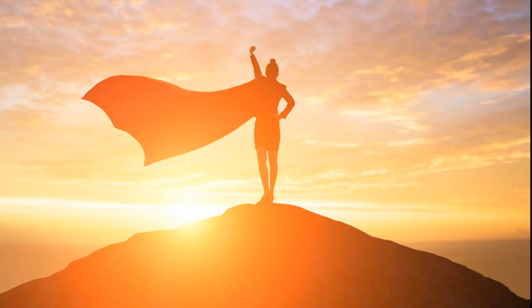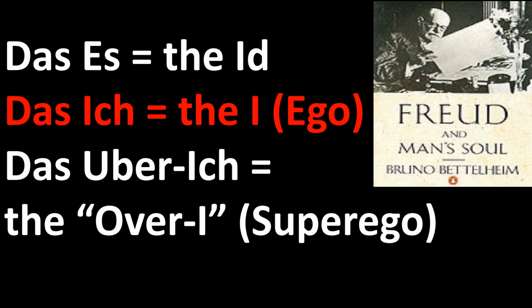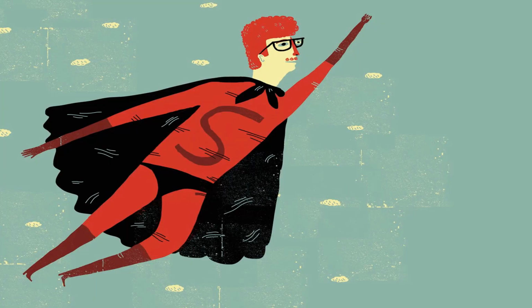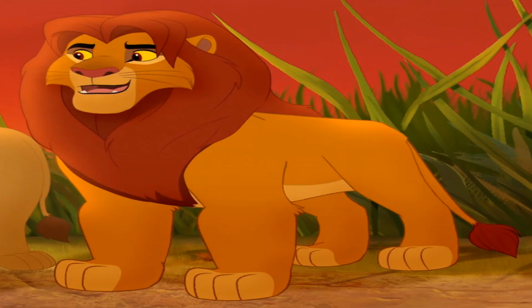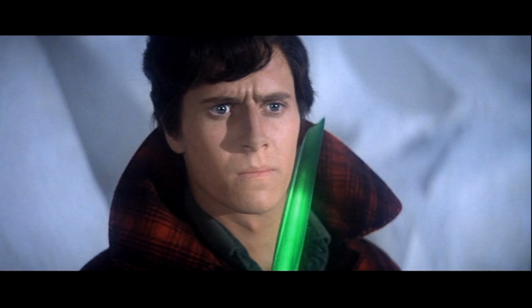After the id, the next unconscious structure to develop is the ego. Translated from Freud's German, das Ich, the ego is the I, the central representation of the self. The ego is constantly developing, constantly learning new ways to adjust to the demands of society, and hopefully becoming stronger and healthier as each day passes. In this way, the psychological function of the ego is directly parallel to the function of the hero.